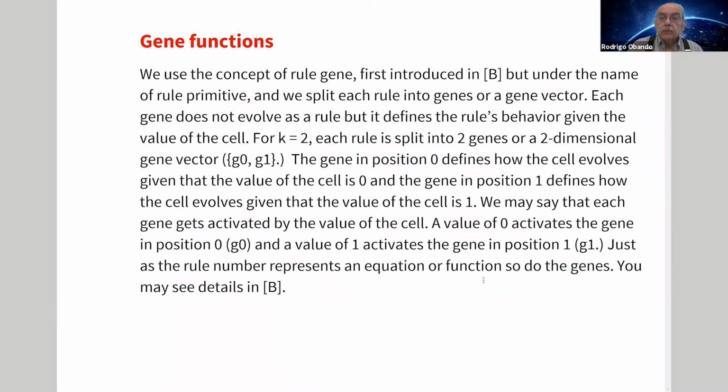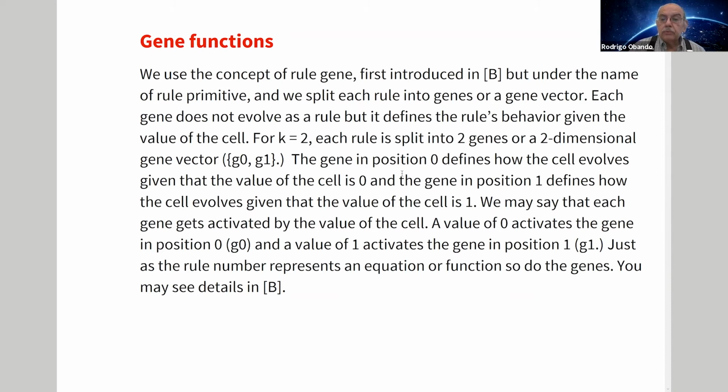it defines the rule's behavior given the value of the cell. So for instance, for k equal to 2, each rule is split into 2 genes, or a 2-dimensional gene vector, G sub 0, G sub 1. So the gene in position 0 defines how the cell evolves, given that the value of the cell is 0. And the gene in position 1 defines how the cell evolves, given that the value of the cell is 1. So we may say that each gene gets activated by the value of the cell. A value of 0 activates the gene in position 0, G sub 0. And a value of 1 activates the gene in position 1, G sub 1.